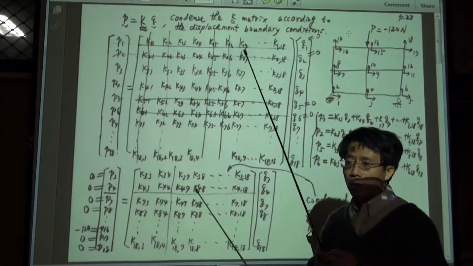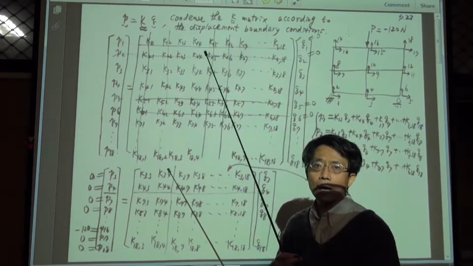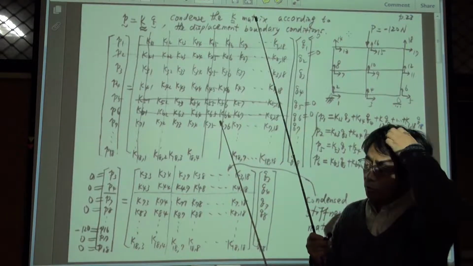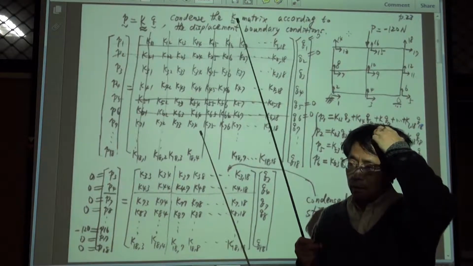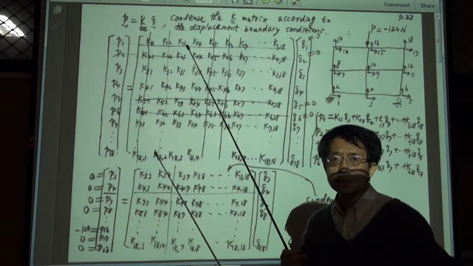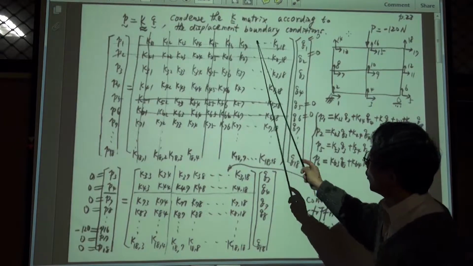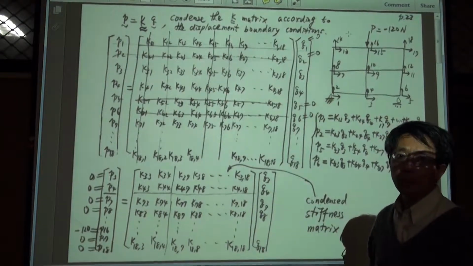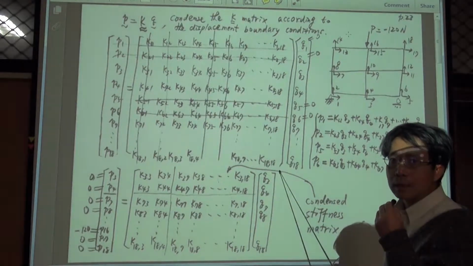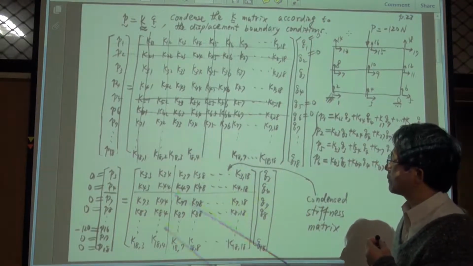All these nodal displacements and nodal forces are connected to each other because it is a solid beam. The displacement at one nodal point will be related to the forces at other nodal points. They are correlated, and the correlation is represented by this big matrix. It is an 18 by 18 matrix, so it is a big matrix.